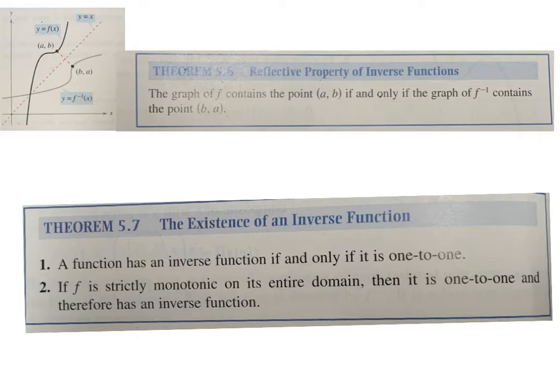If f is strictly monotonic on its entire domain, then it is 1-to-1, and therefore it has an inverse function. So monotonic is its 1-to-1 entire domain. And so it will have an inverse function at that point.